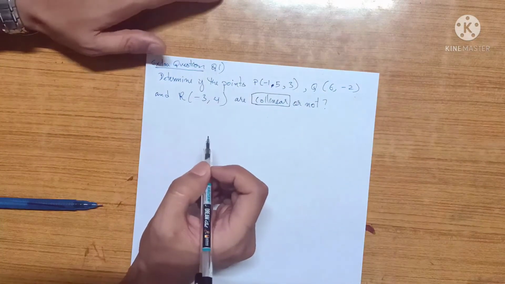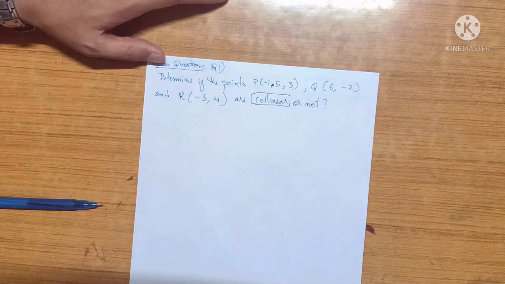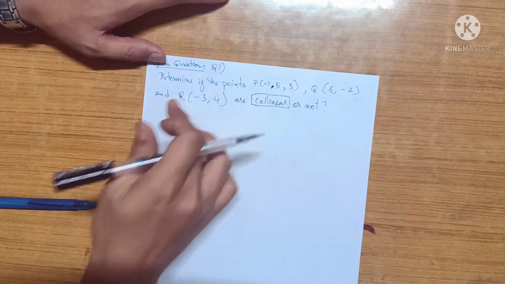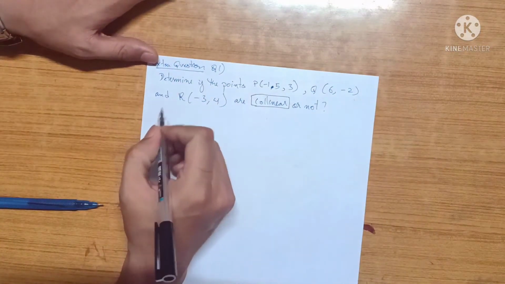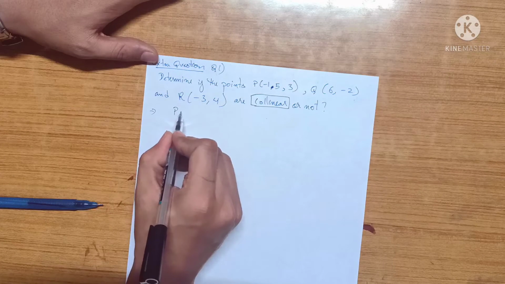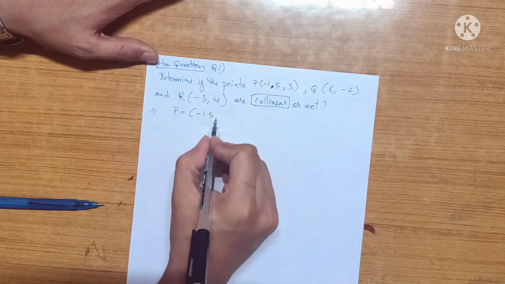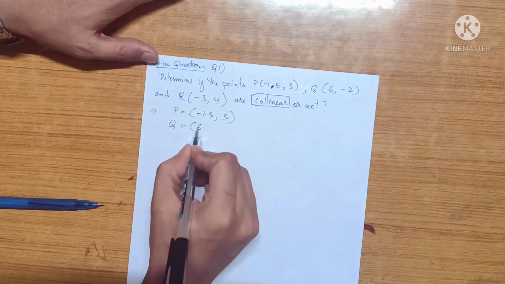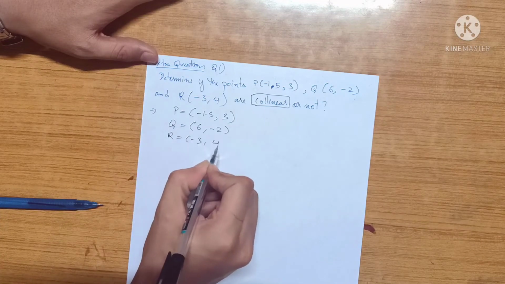So in this case, determine if points P, Q and R are collinear or not. So our goal is to find PQ, then QR, then we have to find PR as well, and then see if any two of those added together is the third one or not. Okay, so let's just write the points. First, P is minus 1.5, 3. Q is 6, minus 2. R is minus 3, 4.